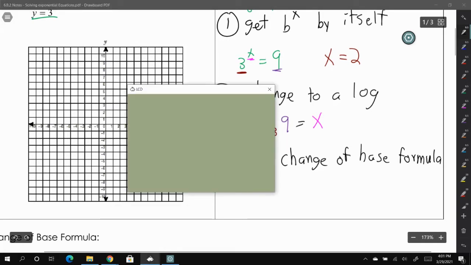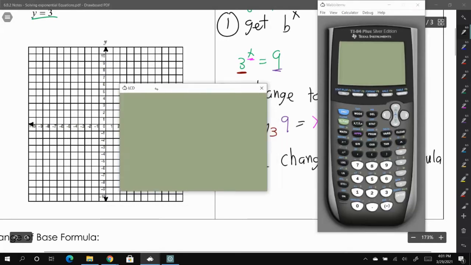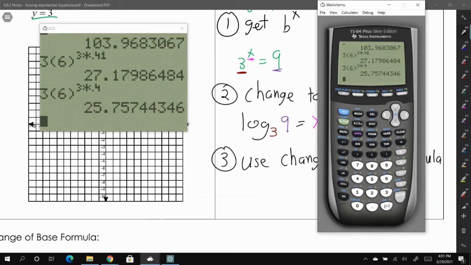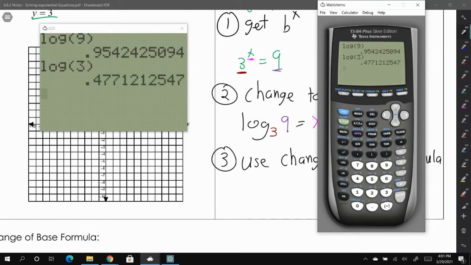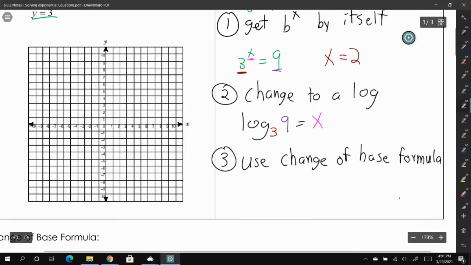We've seen that our calculator does not have a base when you type in log. If we type in log, there's no way to type in the base. Type in 9, we get 0.95. We type in log and we type just the base, we get 4.77. So instead of that, what we can do is use this instead.